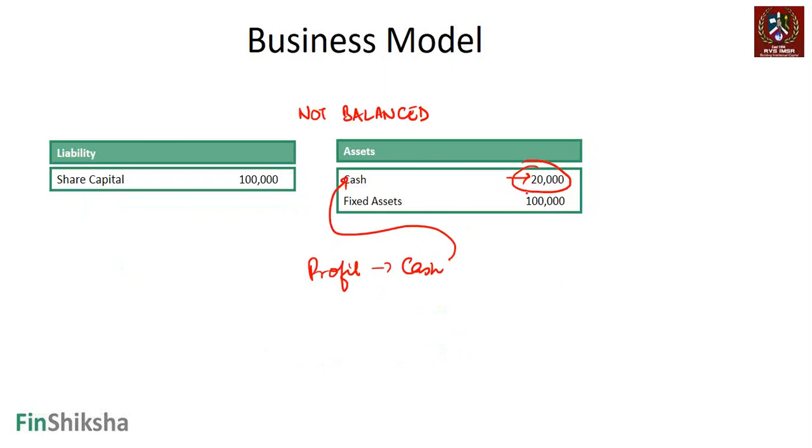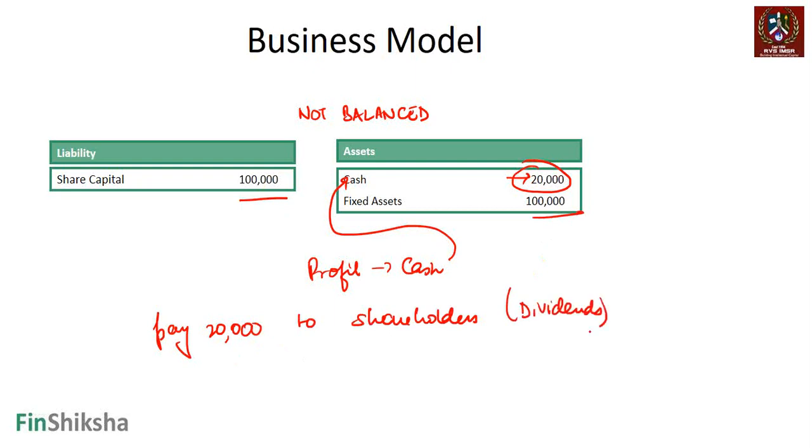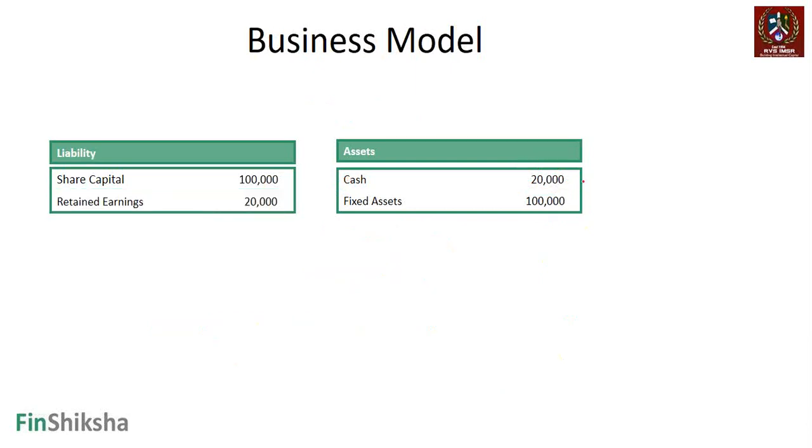So either I can pay this 20,000 to the shareholders, in which case we'll again go back to our 1 lakh and 1 lakh kind of a scenario. The payment that you make to the shareholder is called dividends. So either I can pay 20,000 completely as dividend or I don't pay it.